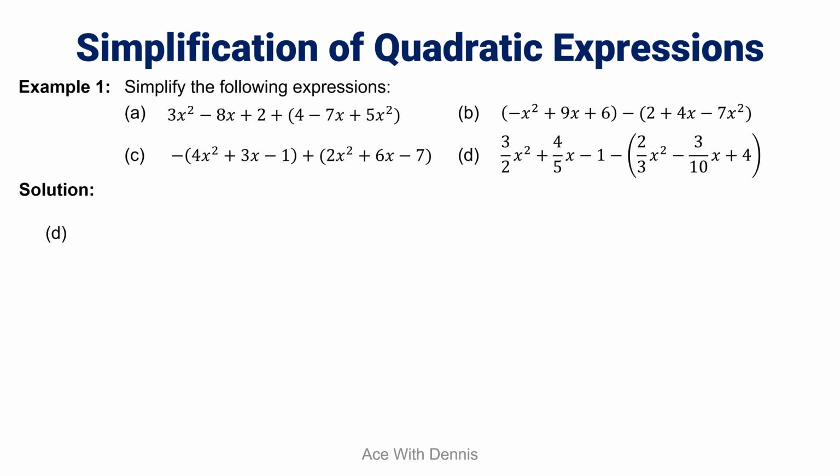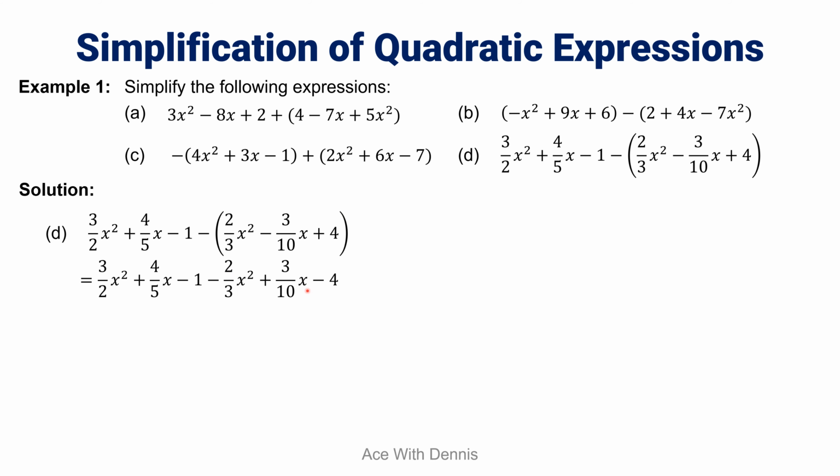For D, the same rule applies, even though it involves fractions. So 3 over 2x squared plus 4 over 5x minus 1 minus bracket 2 over 3x squared minus 3 over 10x plus 4. So what we have to do is remove the bracket, and if the sign in front of the bracket is a negative sign, then once we remove the bracket, all the signs inside the bracket will have to switch from positive to negative, from negative to positive, from positive to negative. The rest we just copy down.